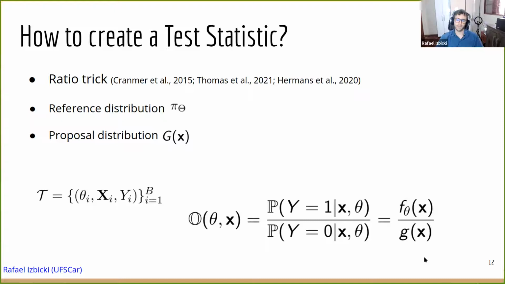And what's interesting is that we can use probabilistic classifiers like logistic regression, a neural network, boosting, or random forest to estimate these probabilities using this data set. So in practice, to estimate these odds, which is the likelihood function, we generate this data set and then estimate the probability of y given x and theta. We plug them in here, and you get an estimate of the odds. And once you have an estimate of the odds, you can define different test statistics.